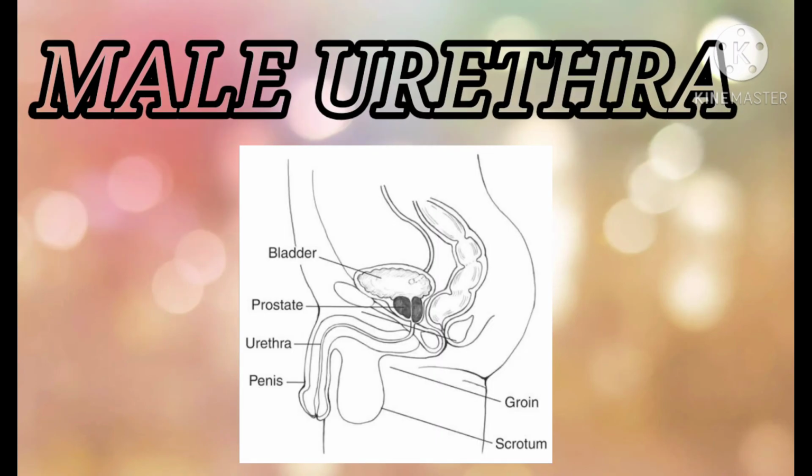And this is the male urethra. The parts of this are the bladder, prostate, urethra, penis, groin, and scrotum. The male urethra is an 18 to 22 cm long muscular tube that conveys urine from the urinary bladder. It runs from the internal urethral orifice in the bladder to the external urethral orifice located at the tip of the glans penis. And that's all.